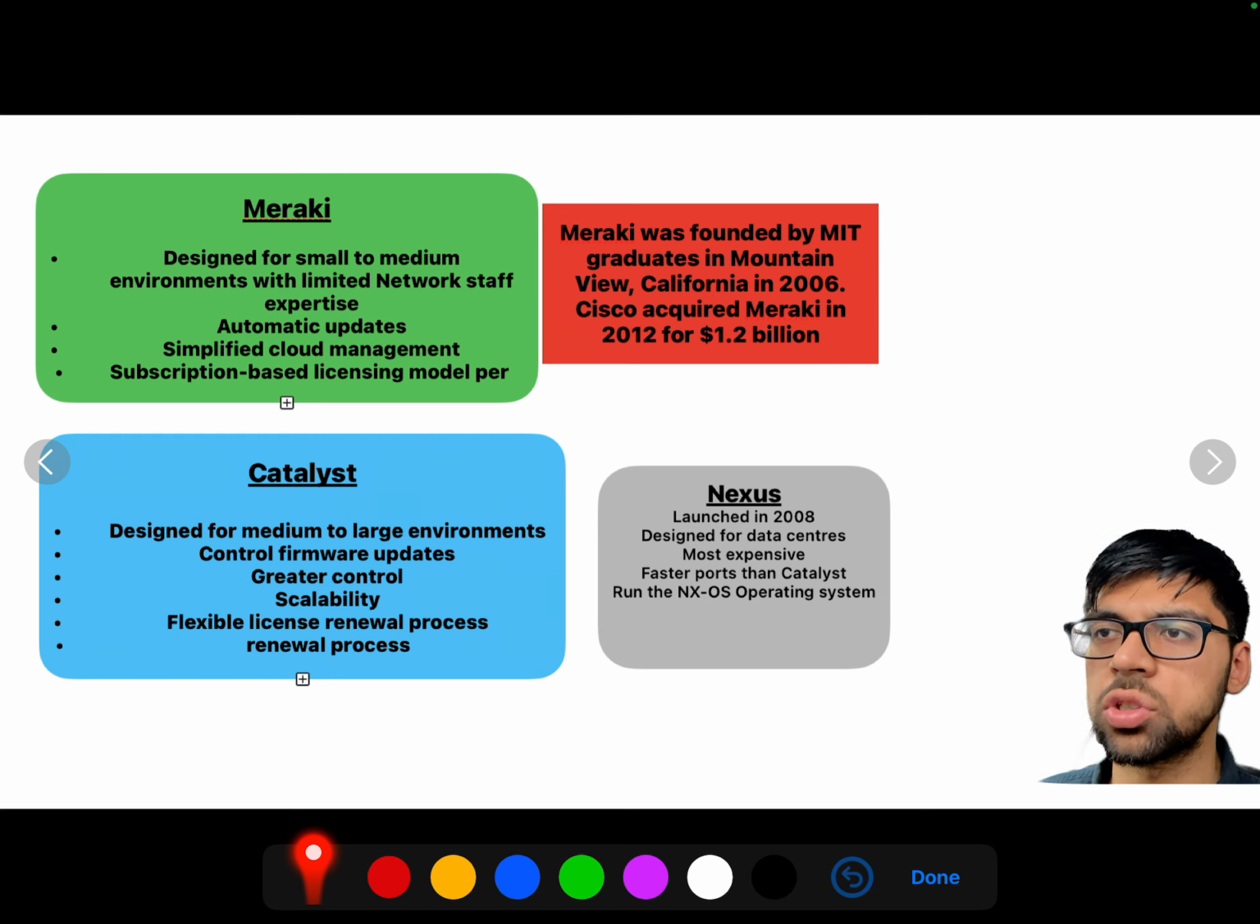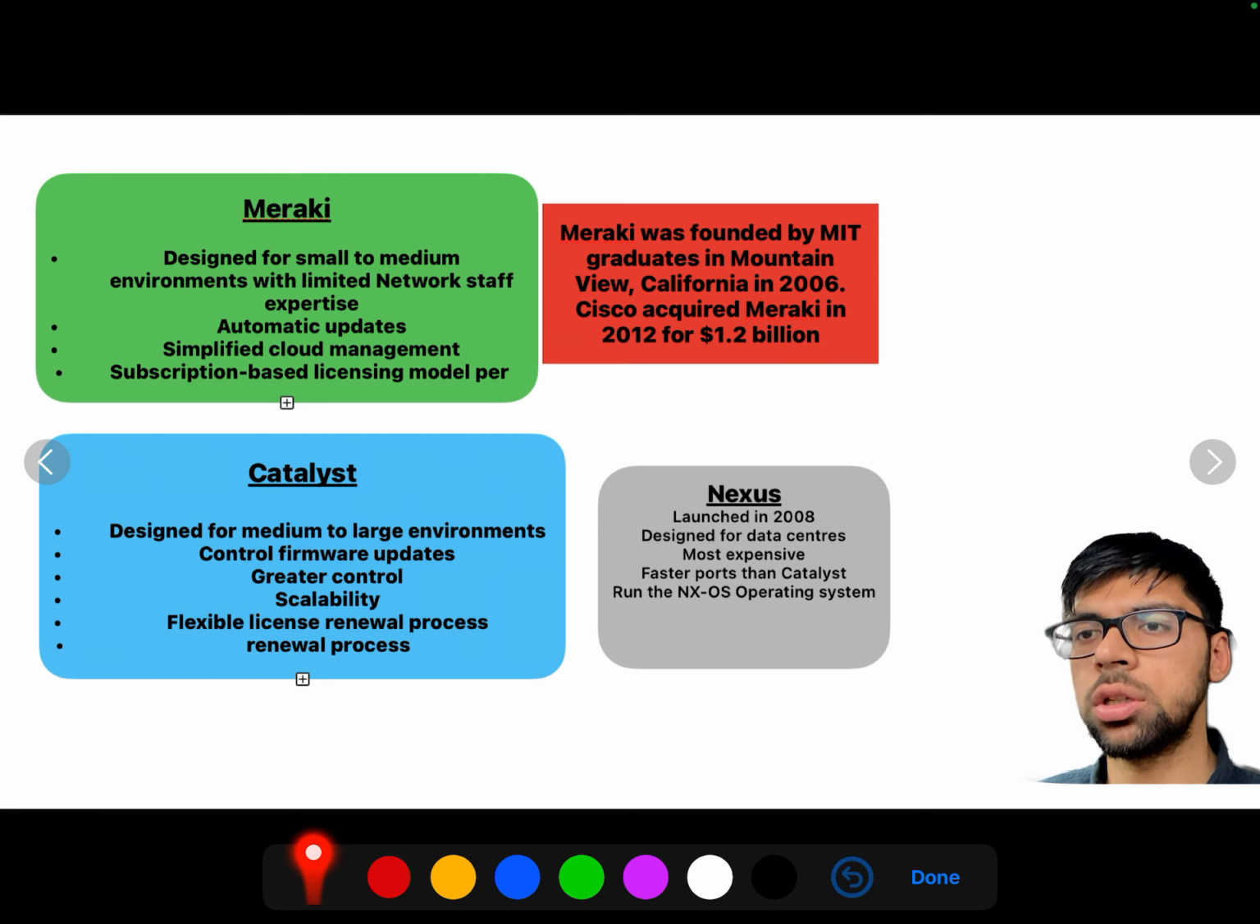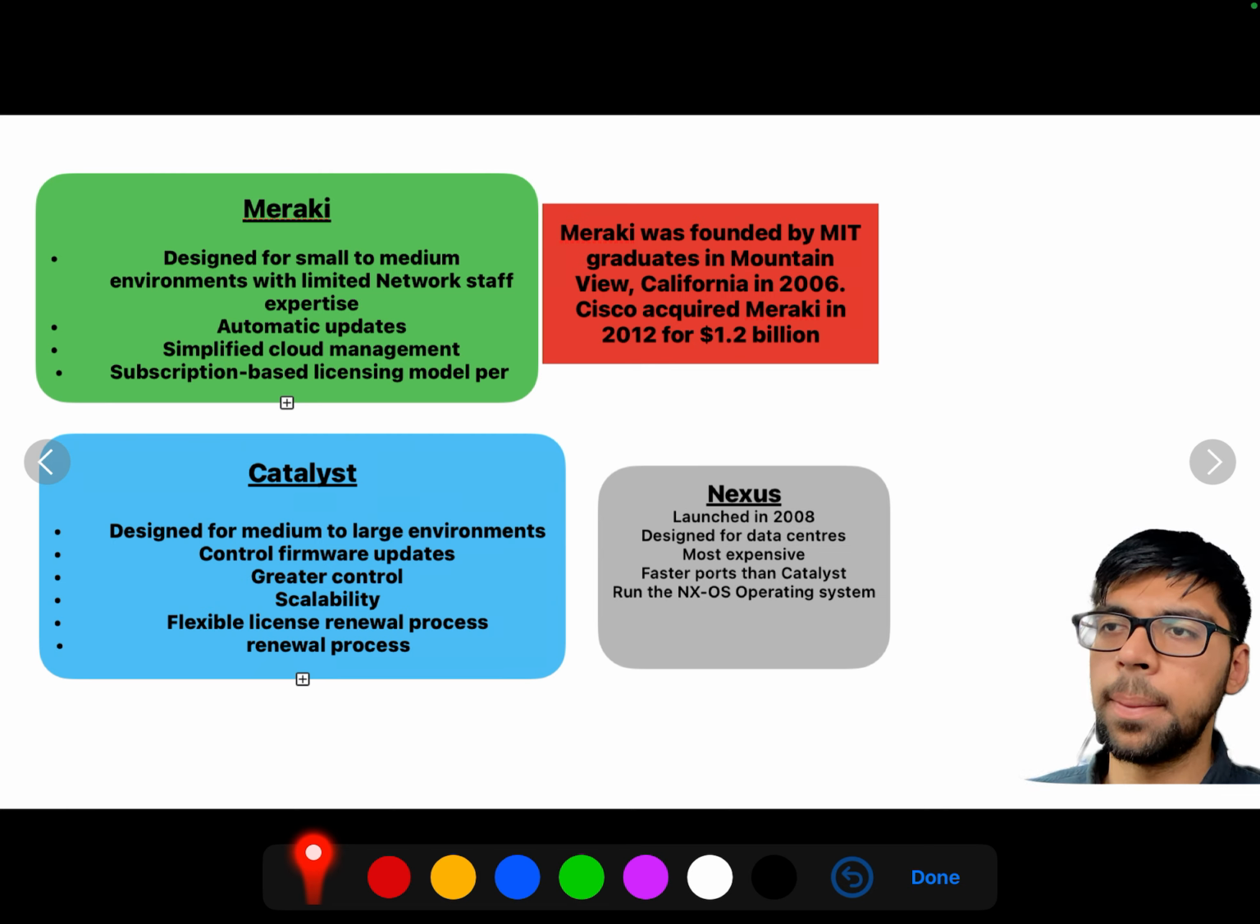Nexus is the 9000 series, and especially Application Centric Infrastructure (ACI), when you learn about data centers in the CCNA, that's something that's powered by the Nexus 9000 series. So it is a very, very important technology.